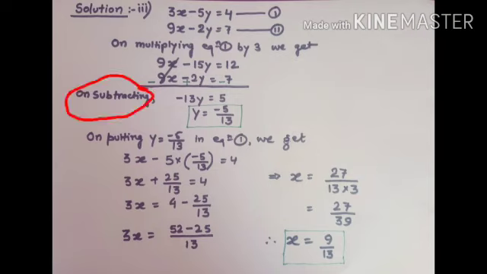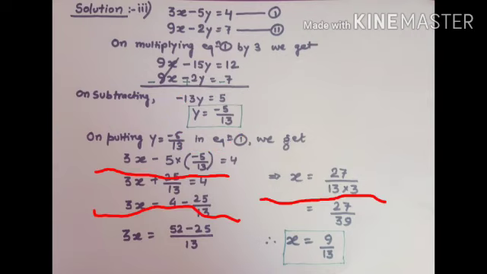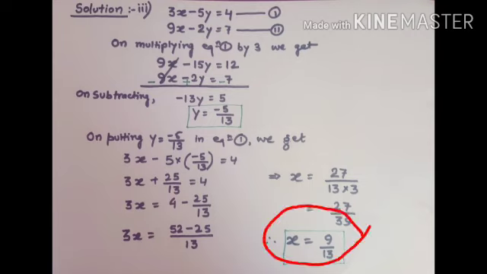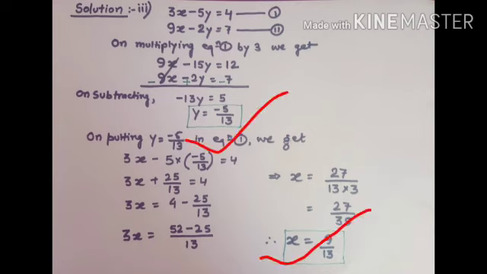For this, we have to subtract these two equations, and on subtracting we get minus 13y equal to 5, as the 9x terms will be cancelled out, and we get the value of y as minus 5 by 13. On putting this value of y equal to minus 5 by 13 in equation 1, and as we proceed we see that the value of x becomes 9 by 13. So finally we get the value of x as 9 by 13 and the value of y as minus 5 by 13. So this method is called elimination method.